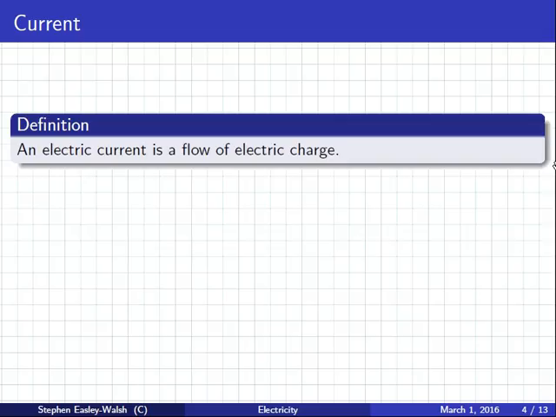So definition: an electric current is just a flow of electric charge. That's all a current is. So in a metal, well, we'll get to that in a moment. A current is a flow of electric charge.